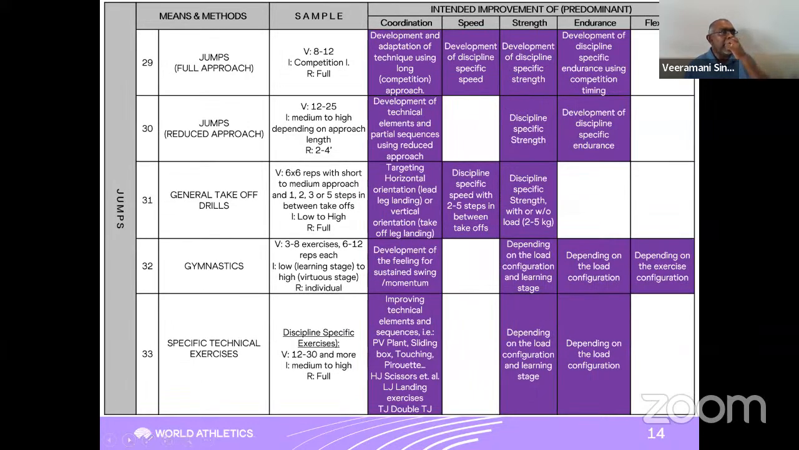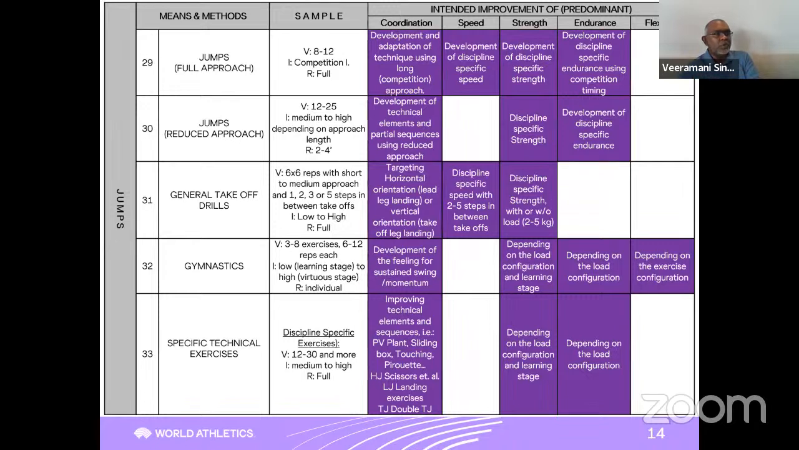Okay, so here comes the other versions. Again, for jumps, the full approach, usually we prefer to use it in a competition specific, where we can develop everything across the adaptation to the technique, to the runway, to the board, as coordination, development of specific strength and speed. And of course, a certain amount of endurance will be needed for the number of times the athlete has to wait before they go back in again for the next effort. So that also can help out.